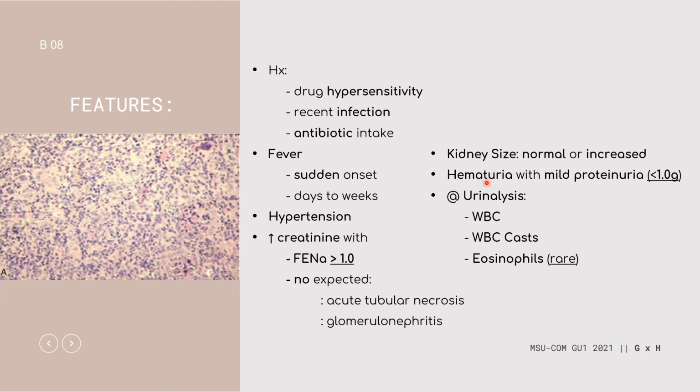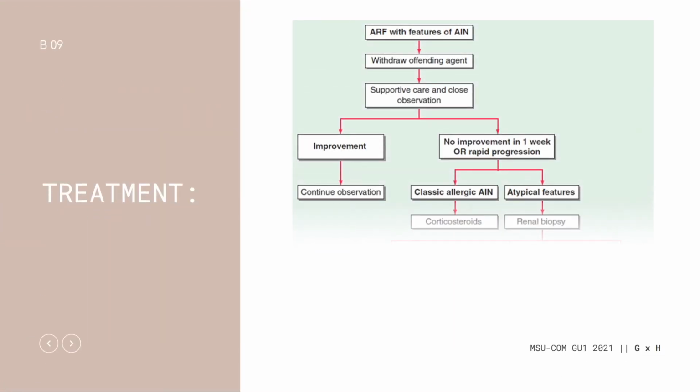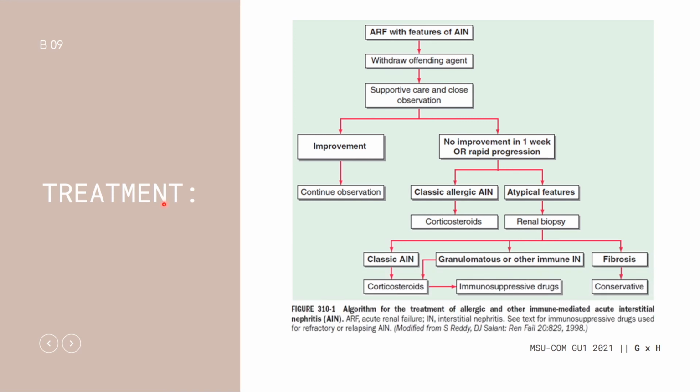The kidney size may be normal or increased. Hematuria with mild proteinuria may also be evident. Urinalysis may reveal presence of white blood cells and white blood cell casts. So on biopsy, acute interstitial nephritis is demonstrated by leukocytic infiltration that typically spares the glomeruli until late in the course. So for the treatment of acute interstitial nephritis, the principal intervention is to discontinue the offending agent or to treat the infection.